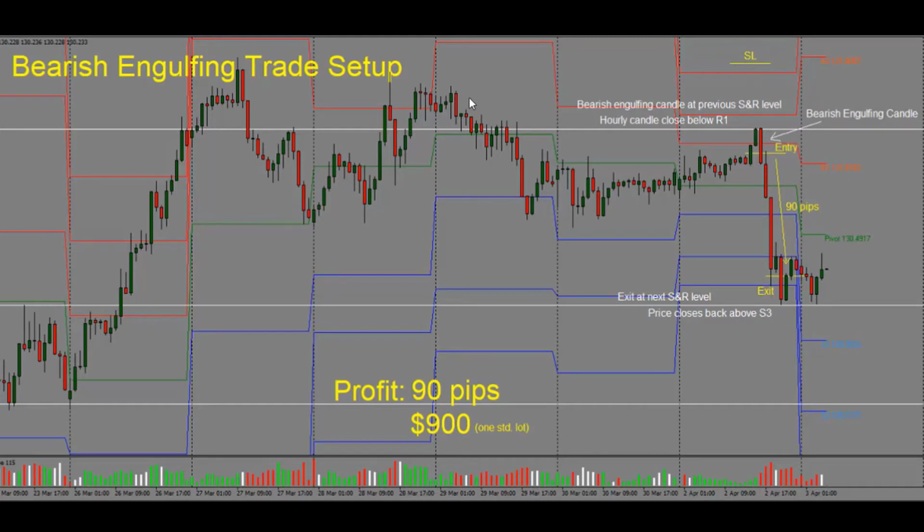Our stop would go above the previous highs here, and we stay with the trade for as long as price is moving lower. Once we see that price comes into the next support and resistance level, we get a bullish candle close here, and price is not able to hold below our S3 pivot level here. We can exit the trade. From entry to exit, we get 90 pips in our trade. So our profit is 90 pips or $900 if trading one standard lot.